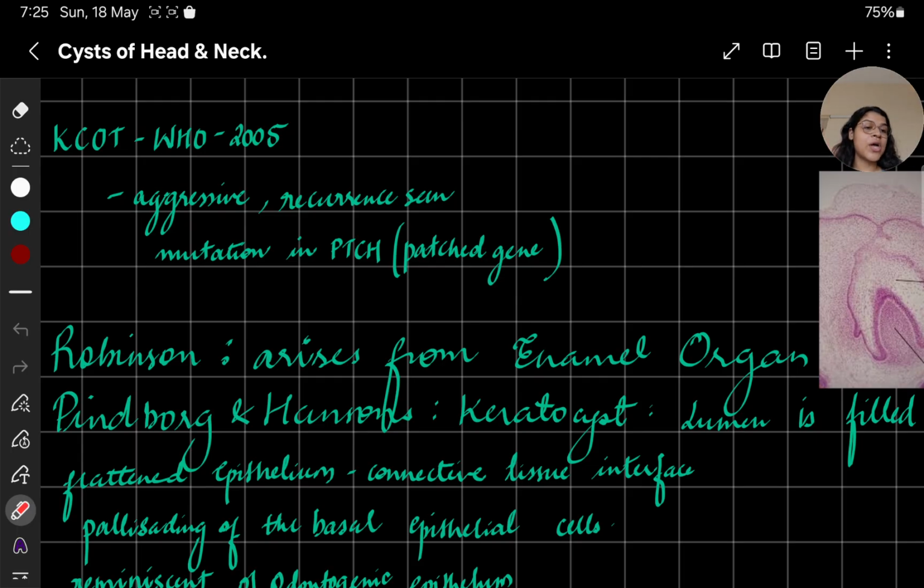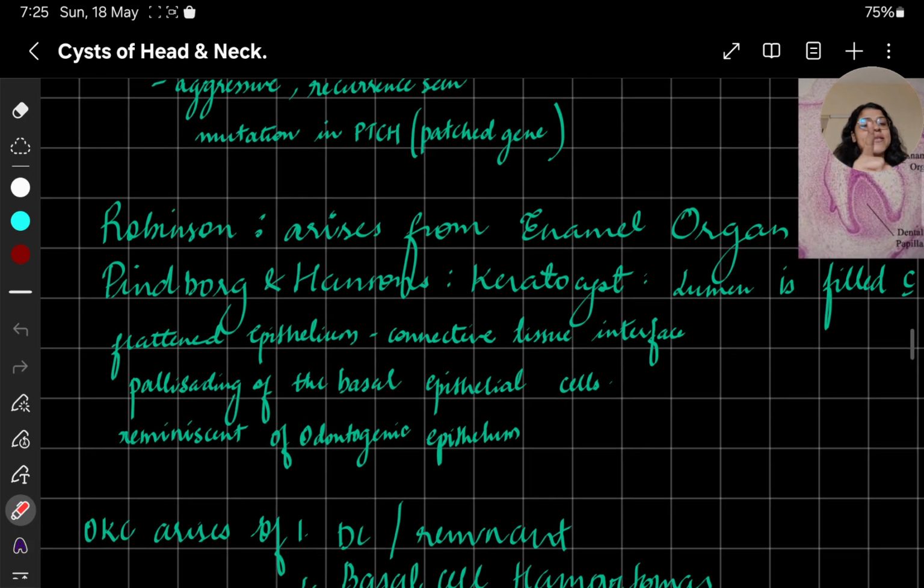In 2005, WHO thought it to be a tumor, so it was classified as a tumor, since it was aggressive, a recurrence rate was seen, and there was a mutation in the PTCH, that is the patched gene. We'll learn more about this gene in later slides. This was what WHO thought it to be.